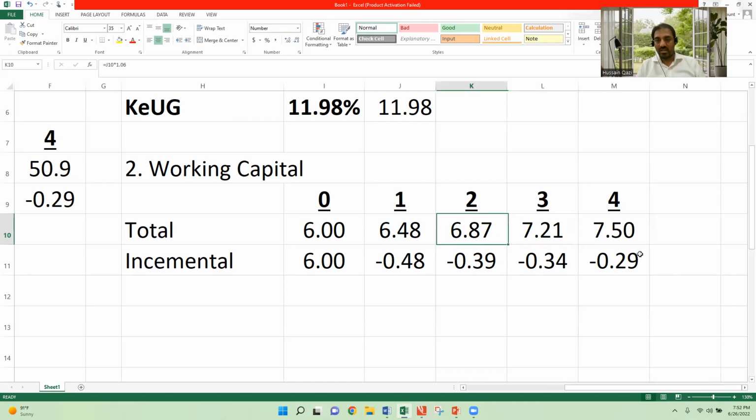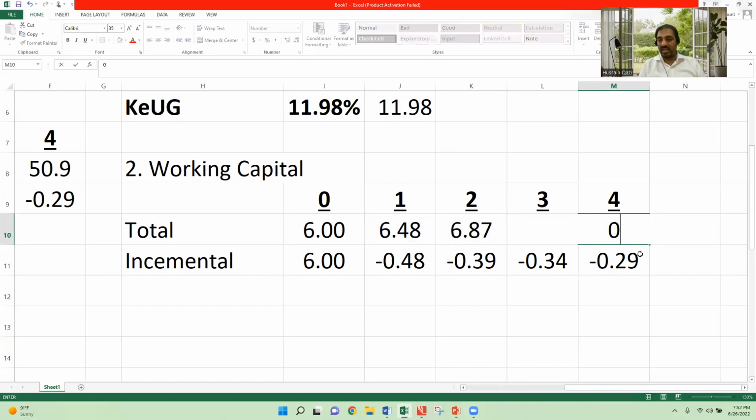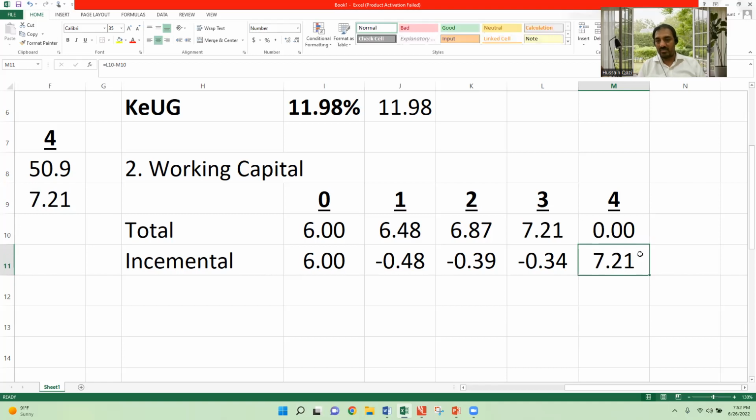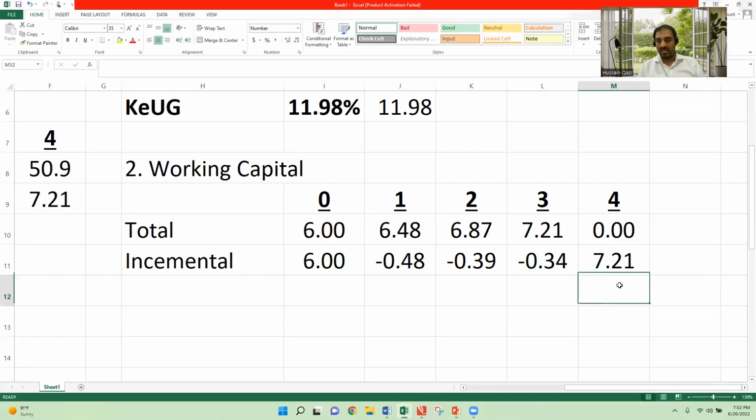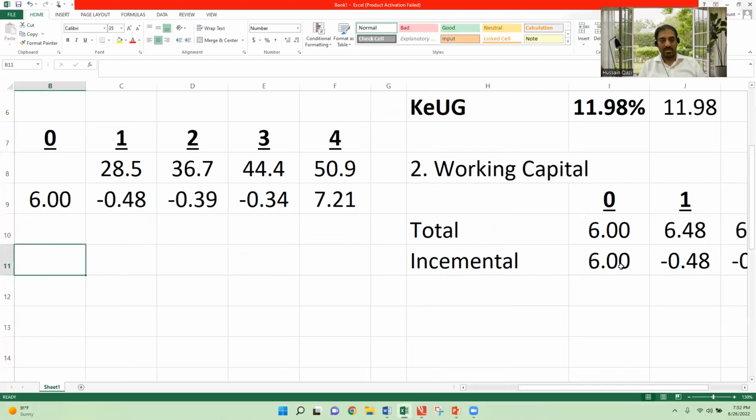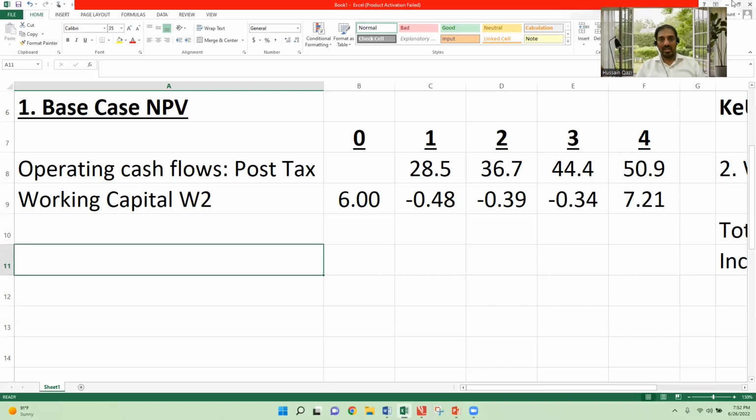Okay, I'm sorry. One correction here: at year 0, 1, 2, 3, 4, at the fourth, all working capital will be recovered. That is 0. Sorry, that is 0, because it's mentioned in the question: any remaining working capital will be released in full at the end of the project. Okay, done. 7.21. So I hope all is clear till now.